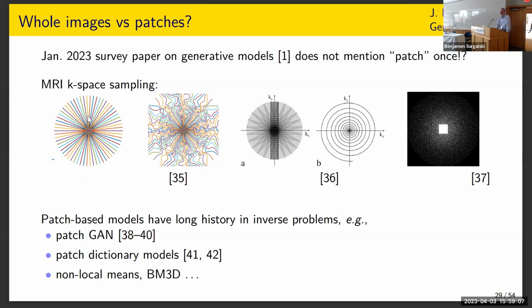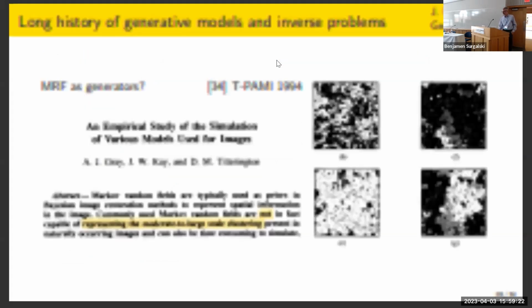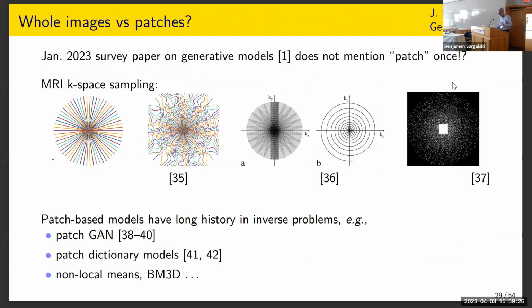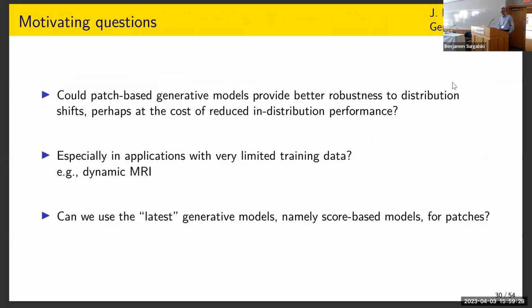And I'm not the first to say there's a lot of patch models that have been used for inverse problems, patch GANs, patch dictionaries, and so on. Curiously, though, a very recent paper in my own field, a survey paper on generative models, didn't mention the word patch once, as if the field has gotten really excited about pictures like this and wants to deal with generative models for whole images. I'm not sure that makes sense.